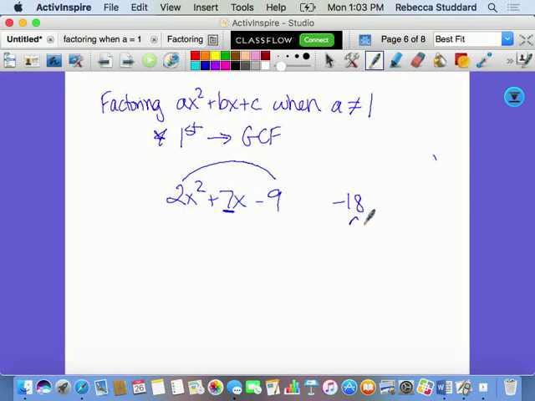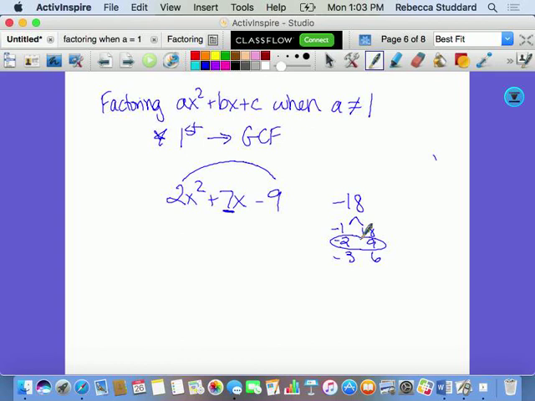So that's going to be 1 and 18, 2 and 9, or 3 and 6. But because it's negative, one in each pair has to be negative. And the largest one is going to be positive since we want them to add to a positive. Now, do you have to make that list if you already know the factors? No, I'm just modeling how to find the factors in case you can't do it in your head. Okay, list them all out.